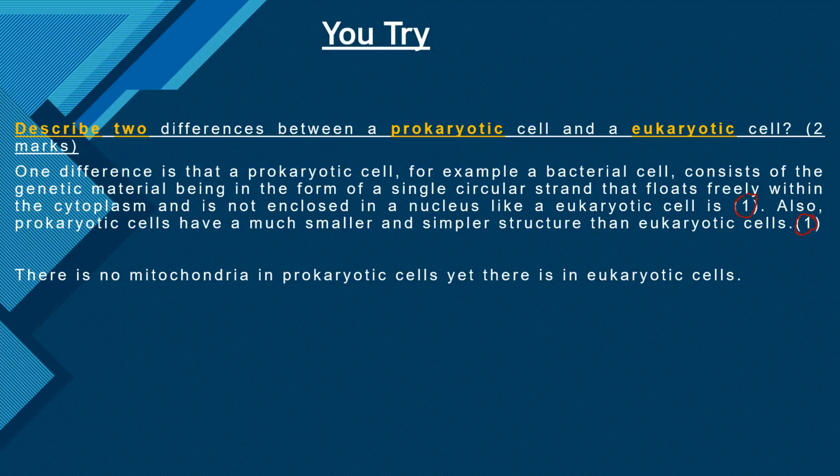This is also acceptable. There is no mitochondria in prokaryotic cells, yet there is in eukaryotic cells. That also would have gotten me 1 mark. Now, it's really important to actually match how you answer the question with what the specification actually provides for you to obtain as part of the curriculum.